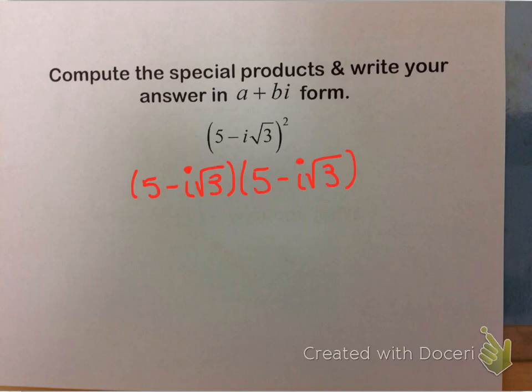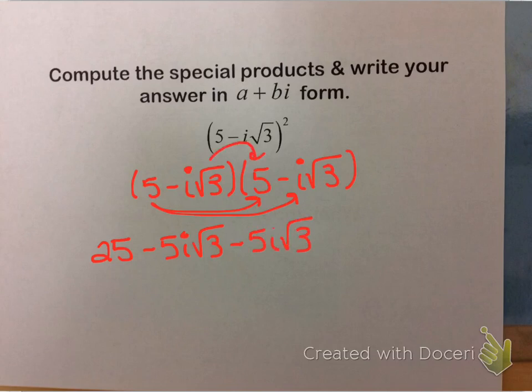Okay, and so now I can FOIL. So first terms give me 25. Outer terms give me minus 5i square root of 3. Inner terms also give me minus 5i square root of 3. And the last terms. So I've got, let me switch colors so it'll stand out. I've got negative i times negative i, which gives me positive i squared. And I've got square root of 3 times square root of 3, which is 3.